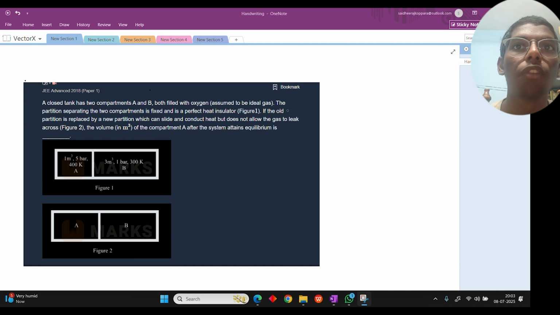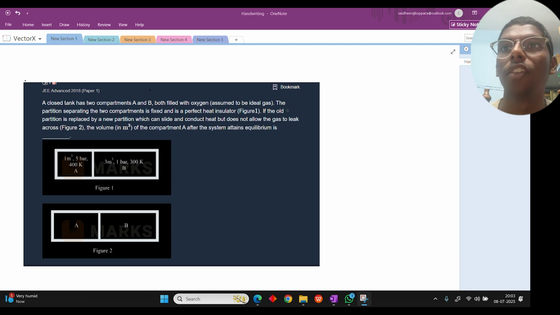They both are filled with oxygen, and we must assume that the behavior of the gas is ideal. So here in compartment A, the temperature is 400 Kelvin, volume is 1 liter, and the pressure is 5 bars. And similarly, in compartment B, the pressure is 1 bar, temperature is 300 Kelvin, and volume is 3 liters.